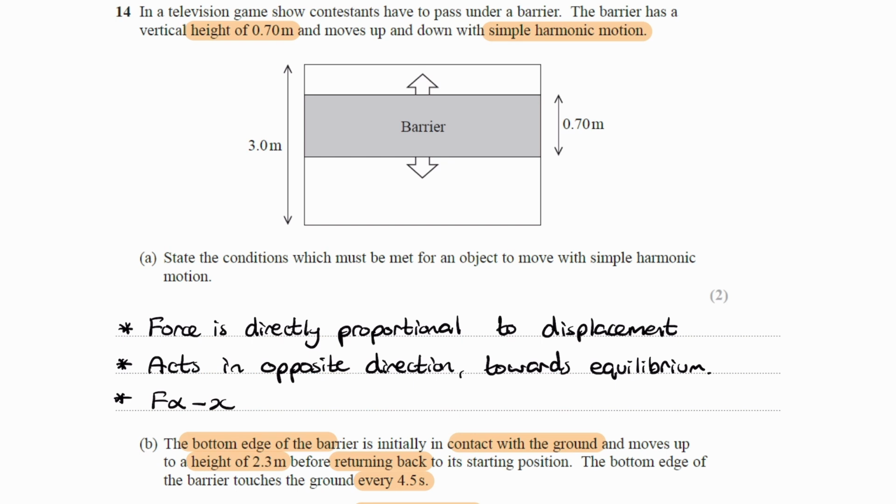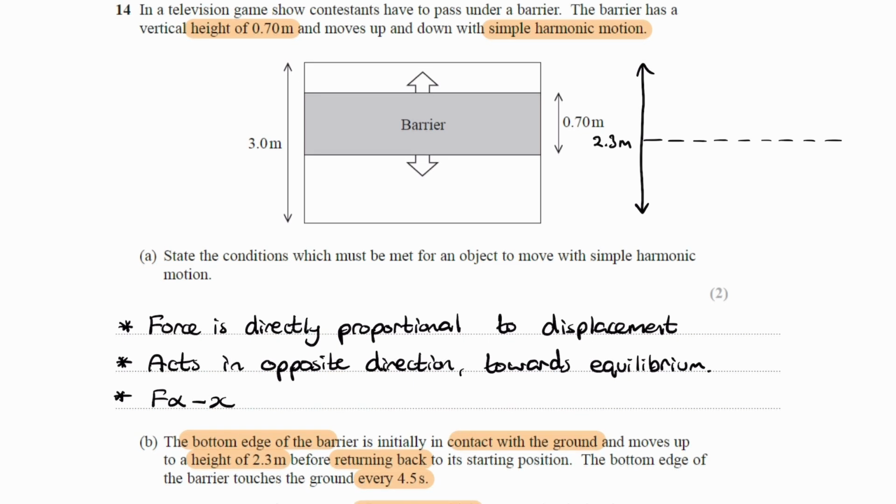So let's draw this. This is the vertical distance that the barrier's bottom edge moves through. Here is the equilibrium line. It's a simple harmonic oscillator, meaning that it oscillates about some equilibrium position, which is always at the center of the oscillation. The distance above and below equilibrium that the barrier travels through is half of the 2.3, so 1.15 meters.